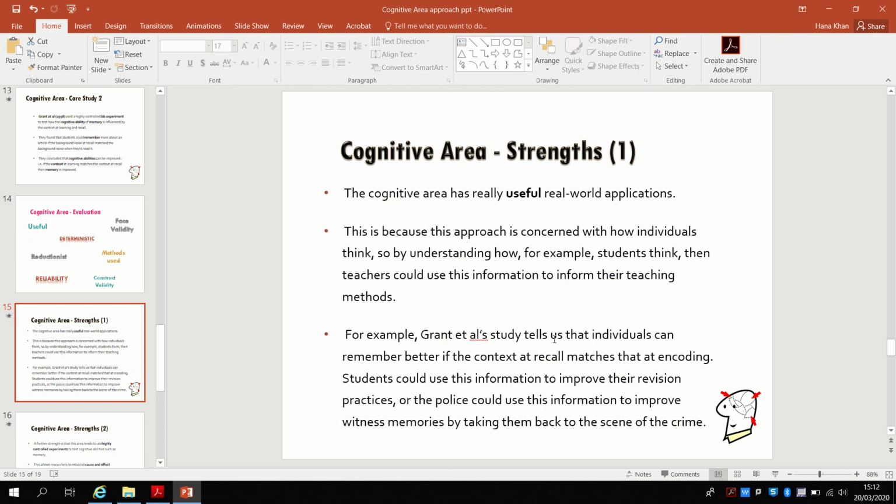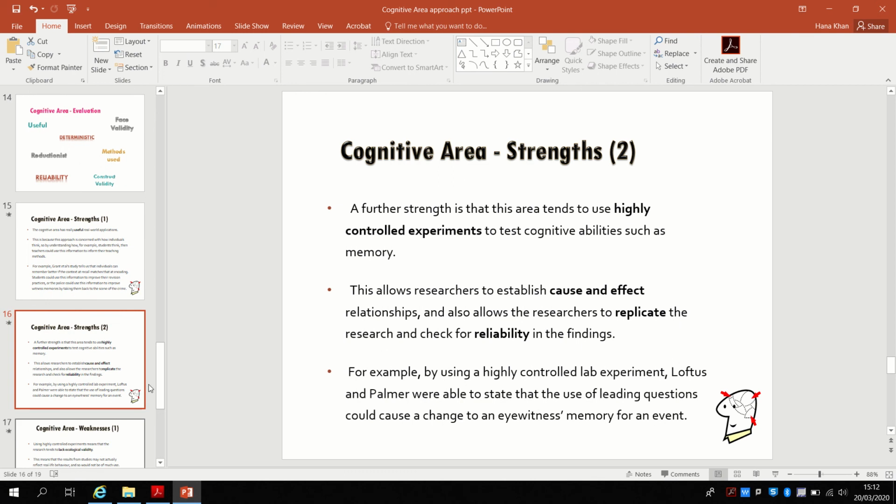For example, Grant et al. tells us that individuals can remember better if the context at recall matches the encoding. Students could use this information to improve revision techniques, and so on. So as I go through each strength, I'd like you to pause, copy it down, ask me any questions you may have in Google Meet, and then move on to the next one and do the same thing.